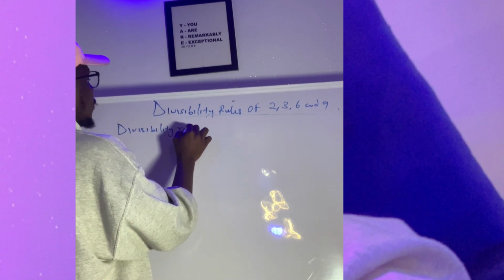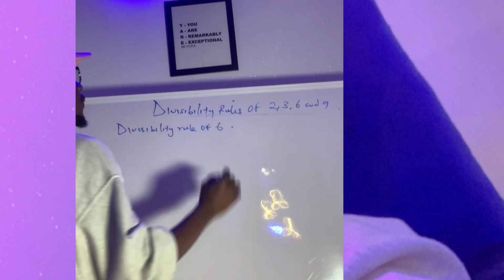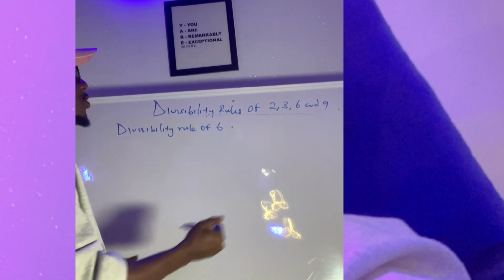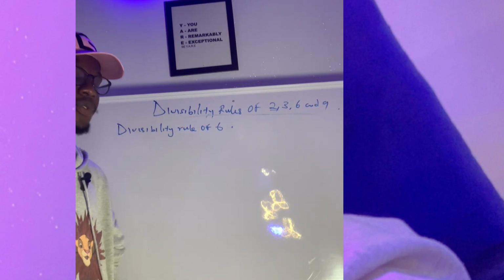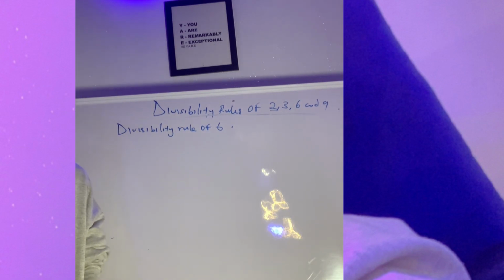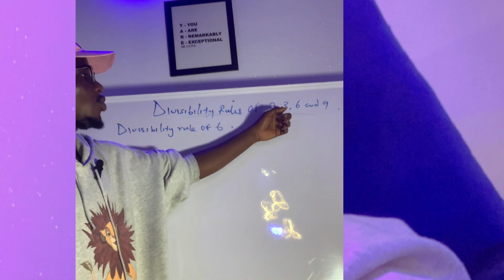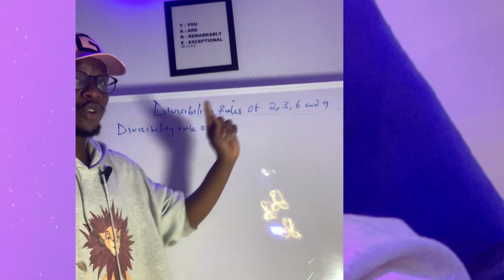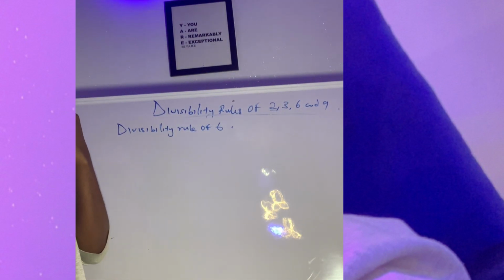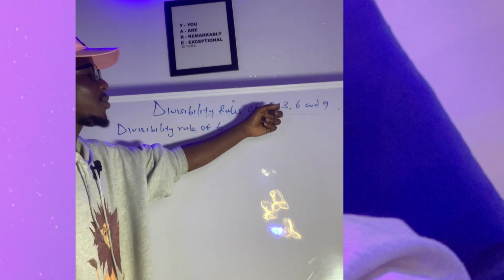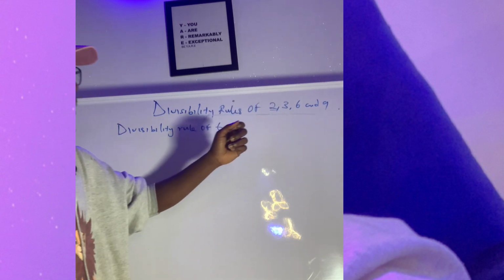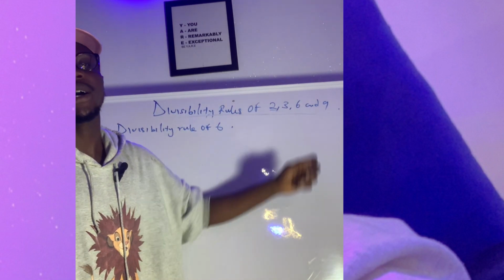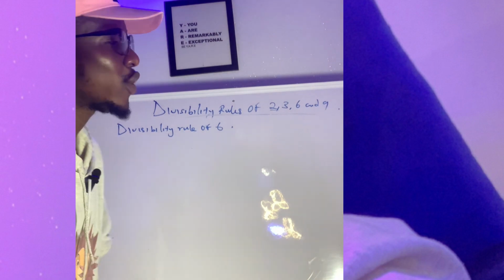Divisibility rule of 6. The divisibility rule of 6 boils down to the first two divisibility rules, which are 2 and 3. For 6 to be able to divide a number, that number should be divisible by 2 and 3, not or 3. So if the number can be divided by 2 but can't be divided by 3, that number cannot be divided by 6. If the number can be divided by 3 and cannot be divided by 2, that number cannot be divided by 6. So that's the divisibility rule of 6.